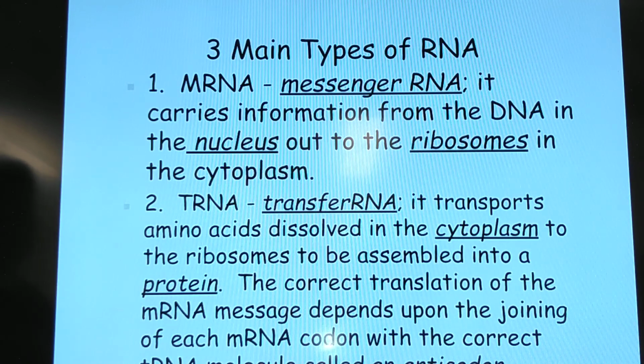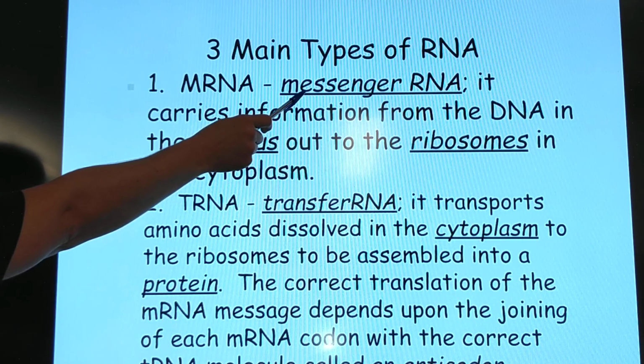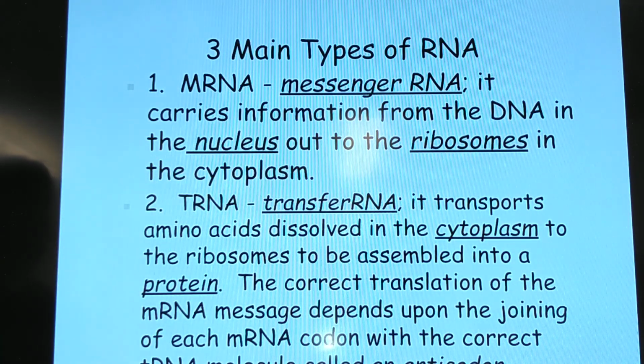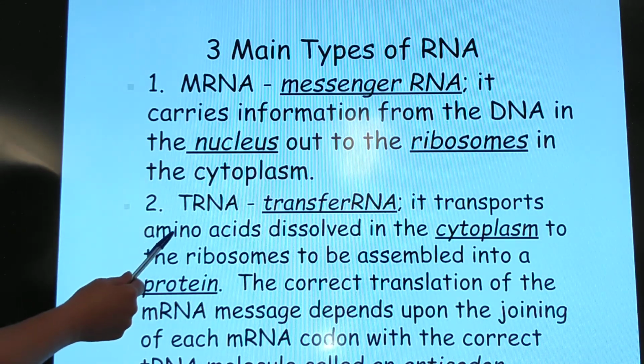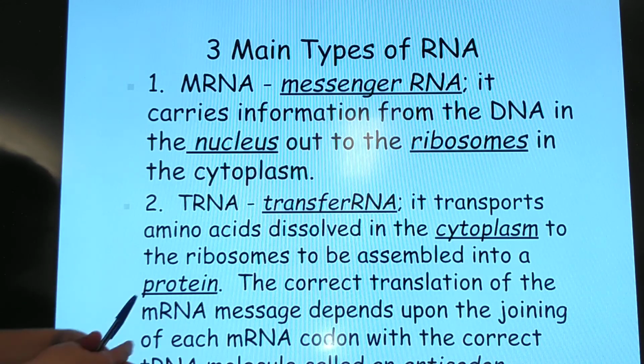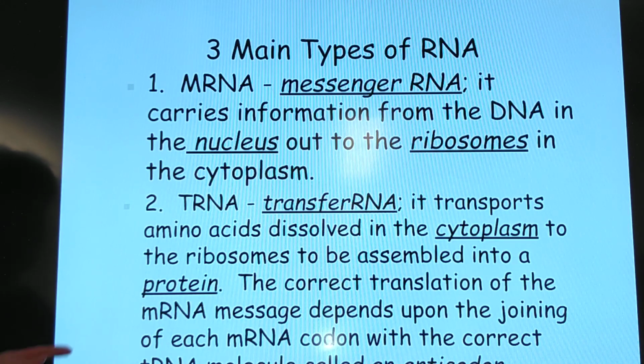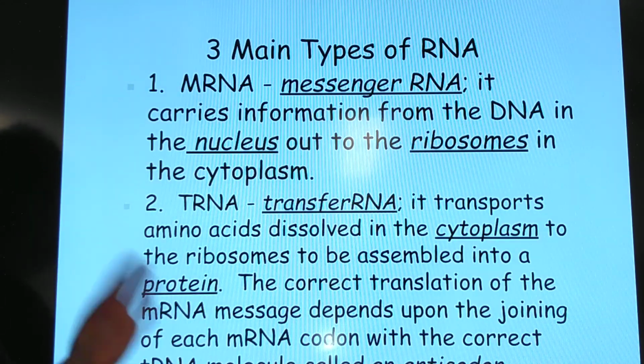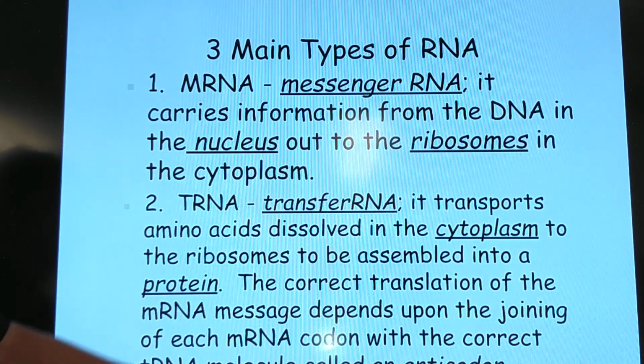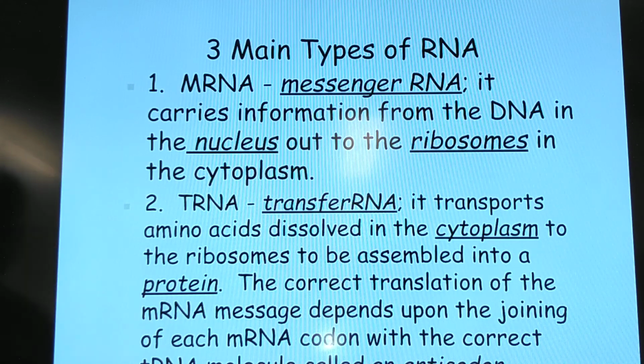So the three main types of RNA, we briefly spoke about this earlier. So mRNA, messenger, carries that message from the DNA in the nucleus out to the cytoplasm. tRNA, transfer, or what I like to call tow truck, because I picture it as it has to put on a special hook for each amino acid, and it goes, hooks it up and brings it back to the ribosome. So tRNA transfer, or tow truck RNA, transports the amino acid dissolved in the cytoplasm back to the ribosome to be stuck together and assembled into a protein. So the correct translation of the mRNA depends on the joining of these correctly in the order from the mRNA codon, the correct tRNA molecule, which is called the anticodon. The hook that tow truck's going to put on for a specific amino acid, that would be our anticodon. It just means it's anti, opposite of the codon that was on the mRNA.